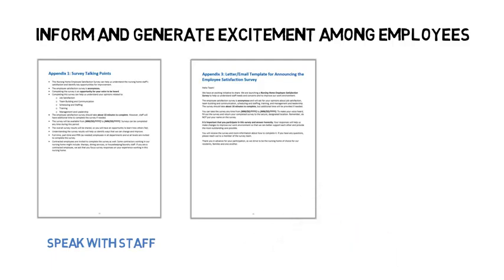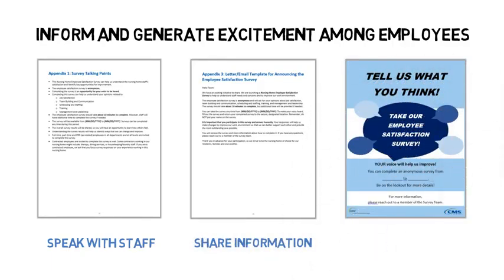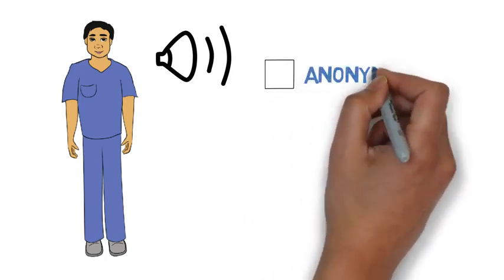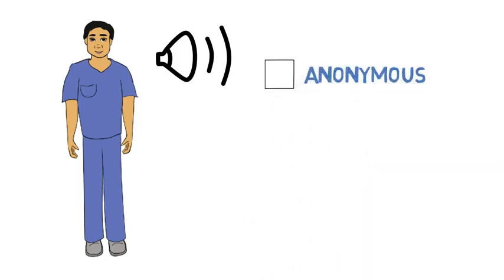In the guide, you can find talking points to help you discuss the survey, a letter or email memo to send to your staff, and a poster to hang up in break rooms or near time clocks. As you share the news, be sure your staff understands that the survey is anonymous. Employees should not write their names on the survey so that results can remain anonymous.